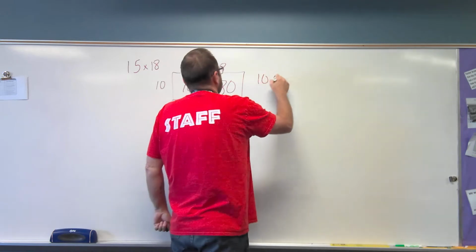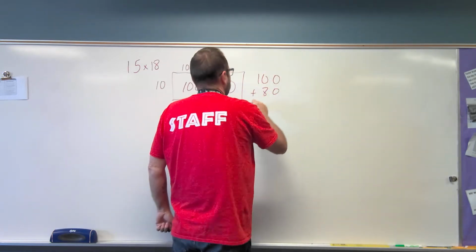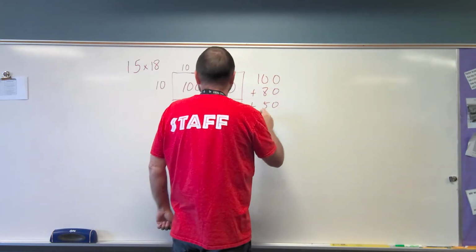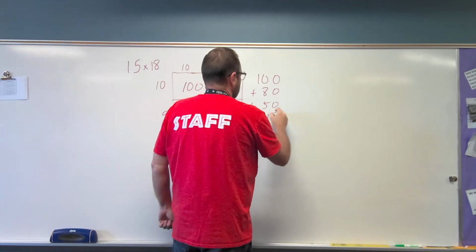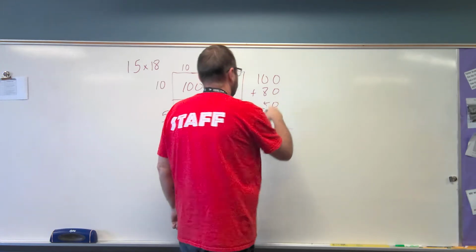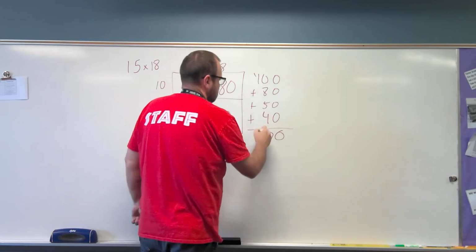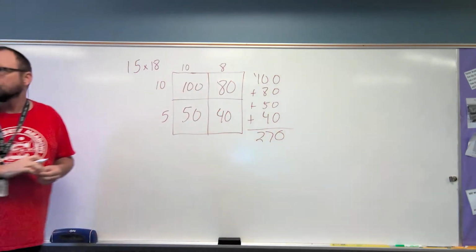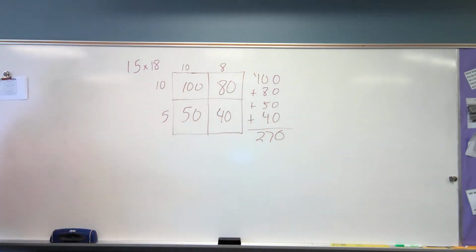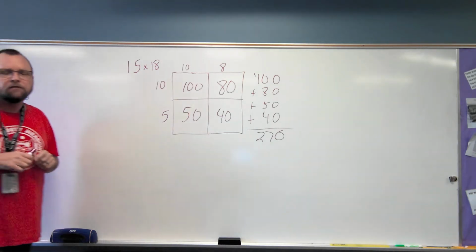100 plus 80 plus 50 plus 40. Are we doing this right? Is it 270? Wait a second. Yeah. Okay. 270.